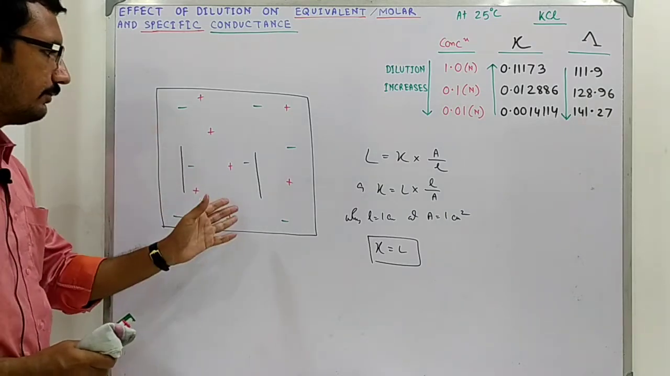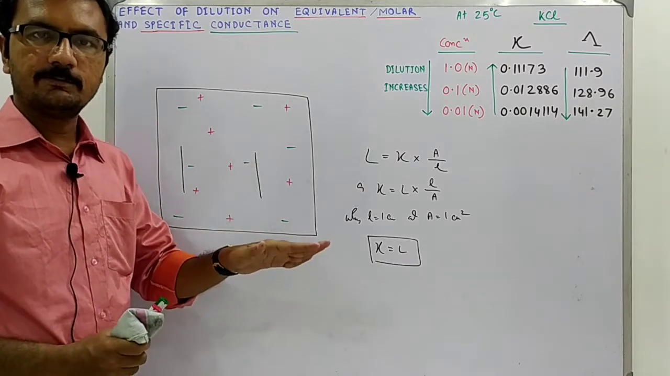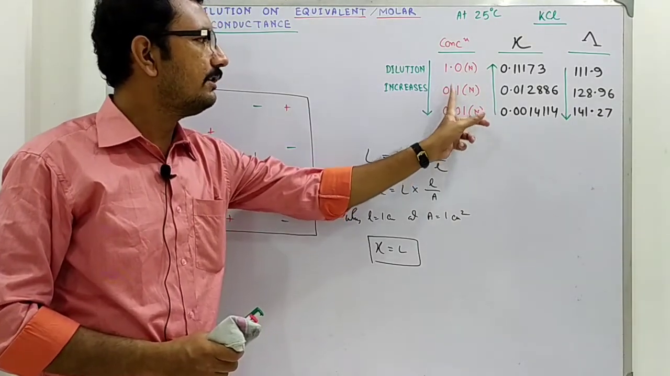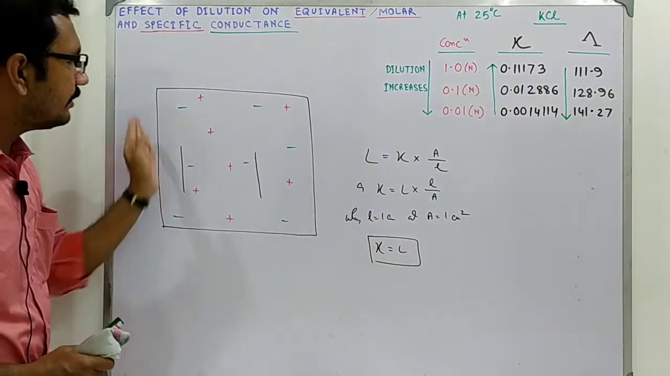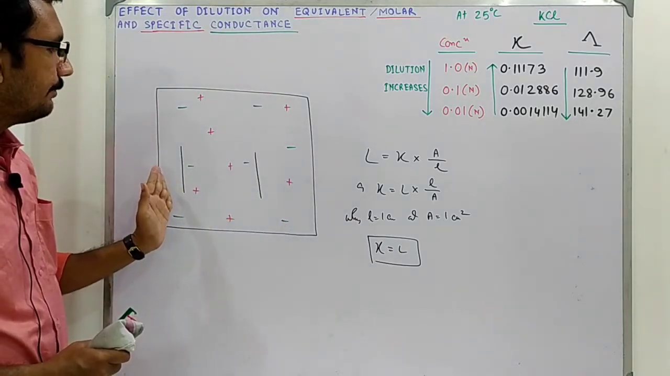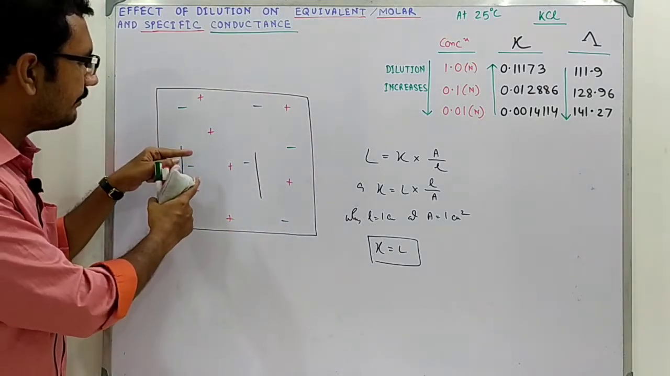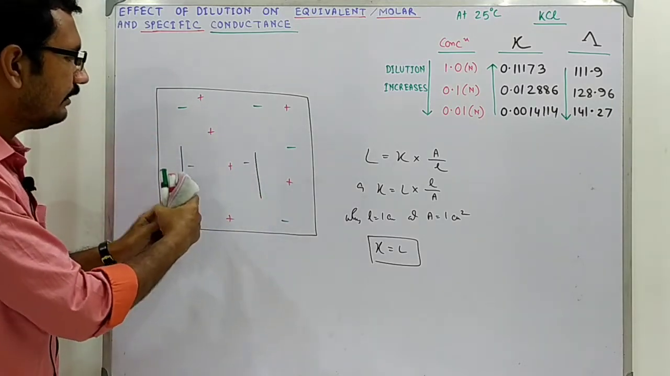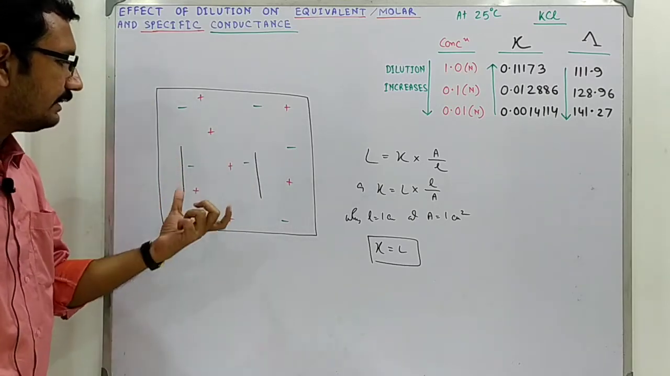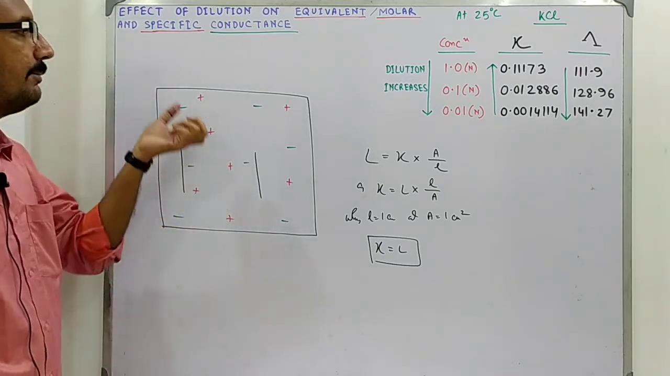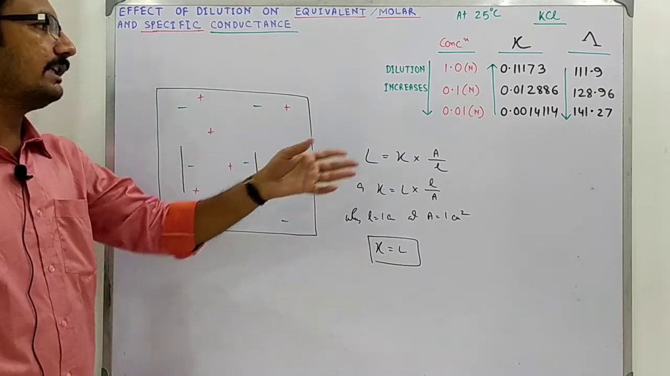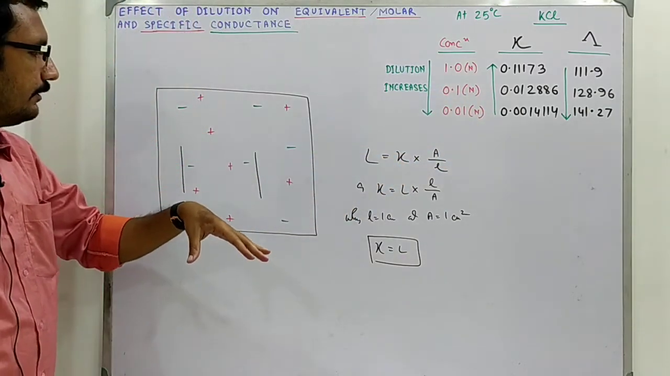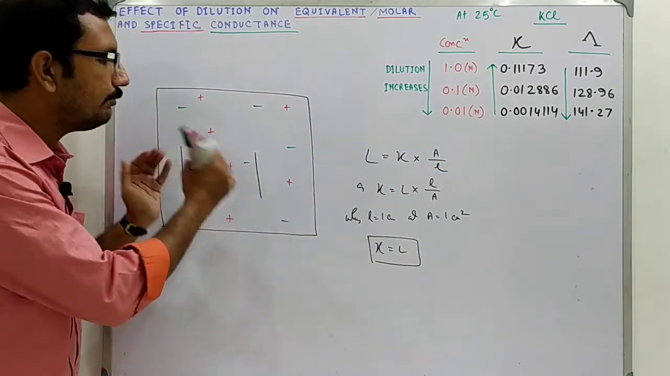Now, the number of ions is not changing. You are pouring water into it so that the concentration changes from 1.0 normal to 0.1 normal. So, the total number of ions is fixed, but since the ions have moved throughout the solution, now within the two electrodes you are getting a small number of ions compared to the previous case. Compared to the 1.0 normal case, in the 0.1 normal case you have a small number of ions between the two electrodes.